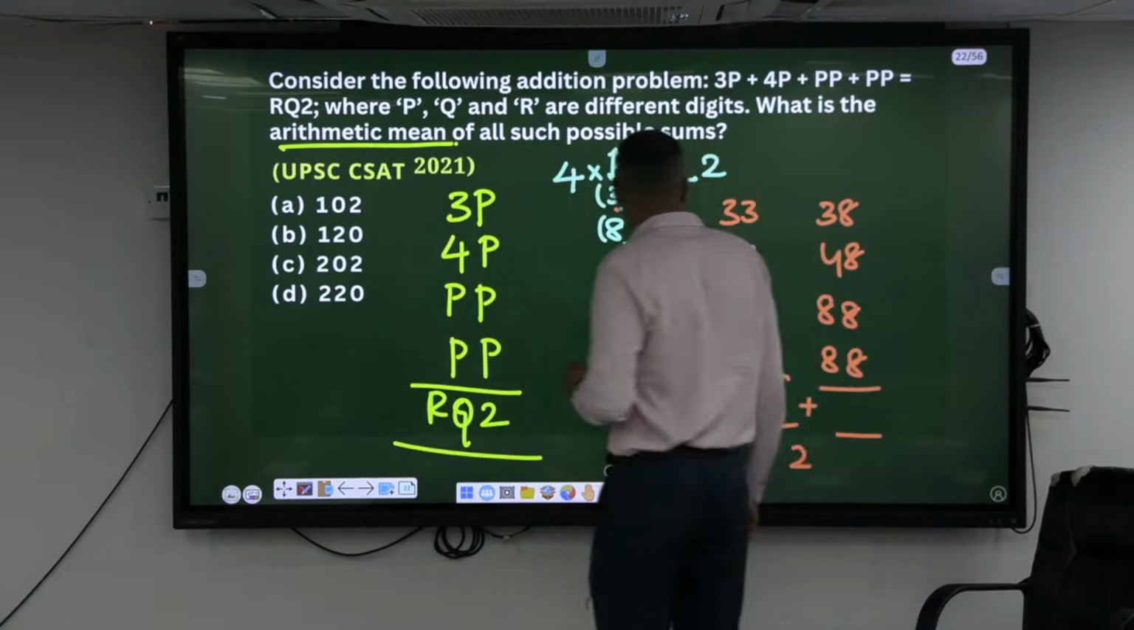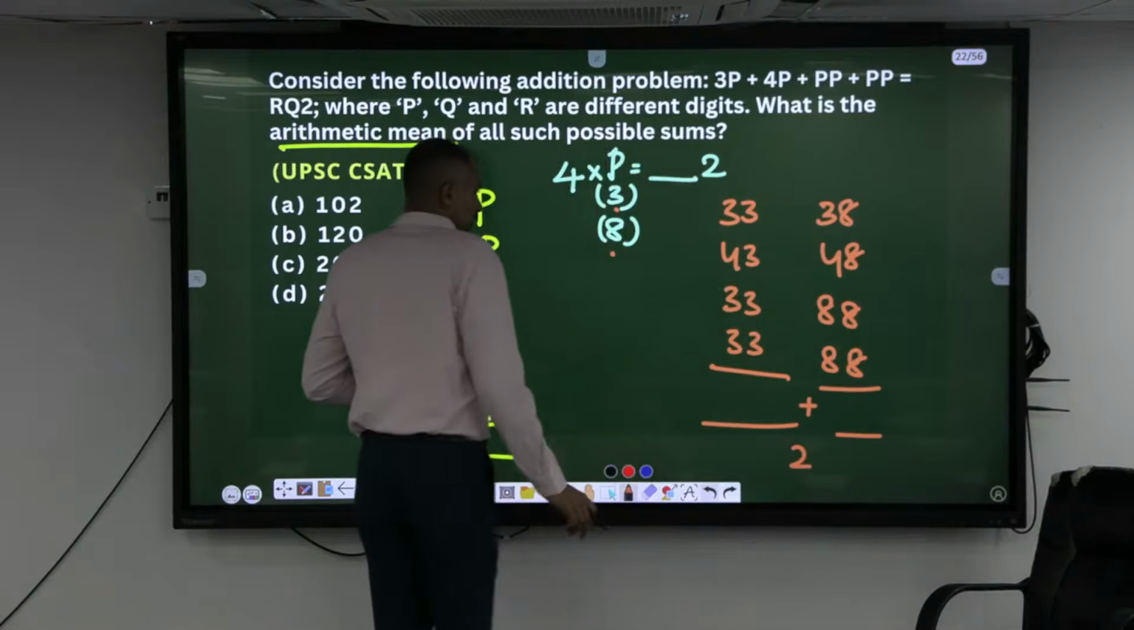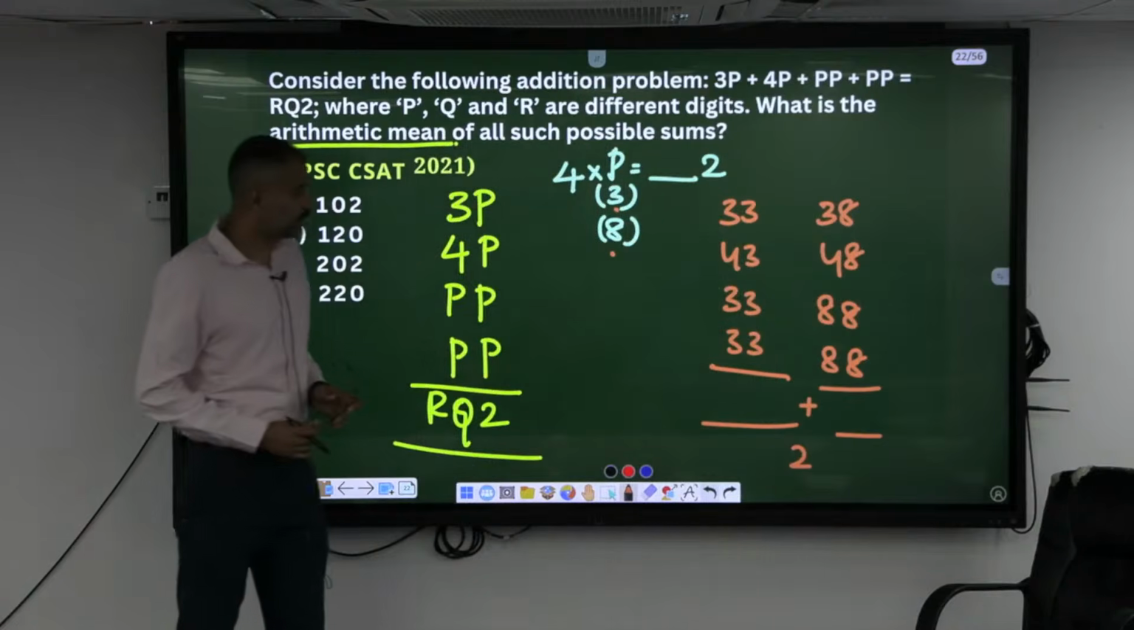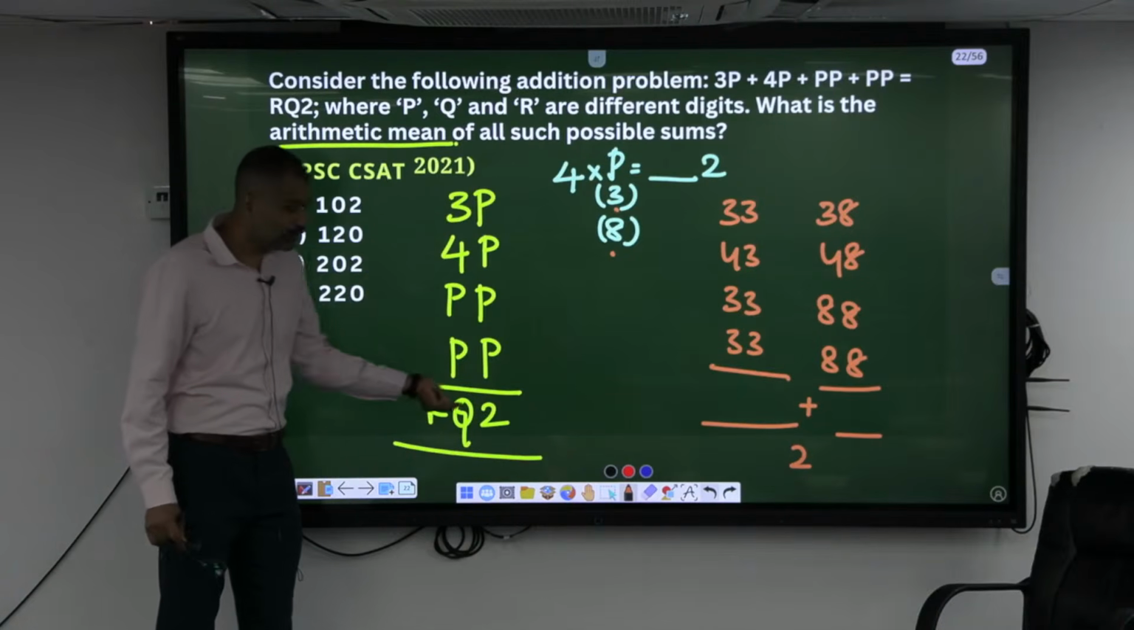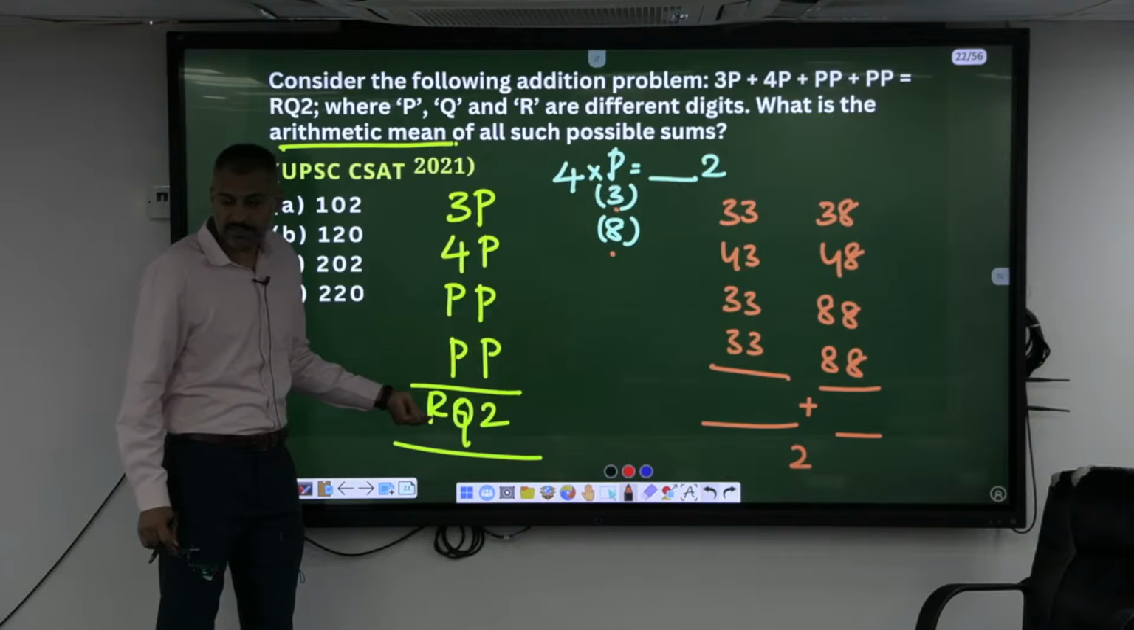How much is the sum? 33, 43, 33, 33, 93, 99, 142. See, here he says P, Q and R are distinct digits. They are different digits.